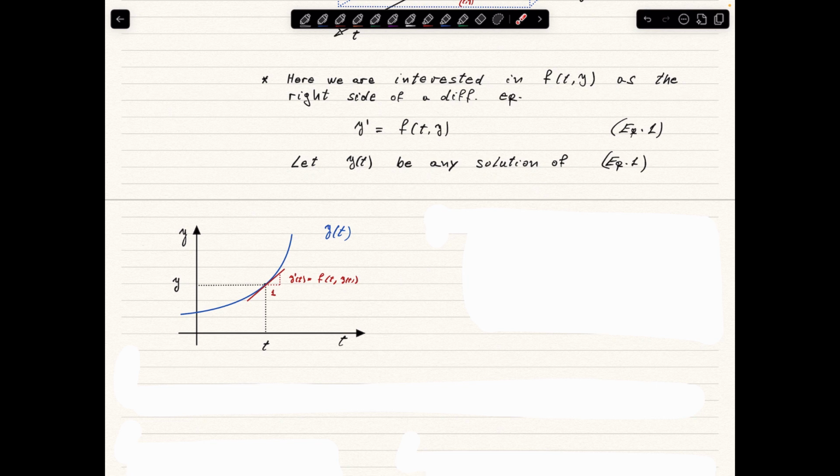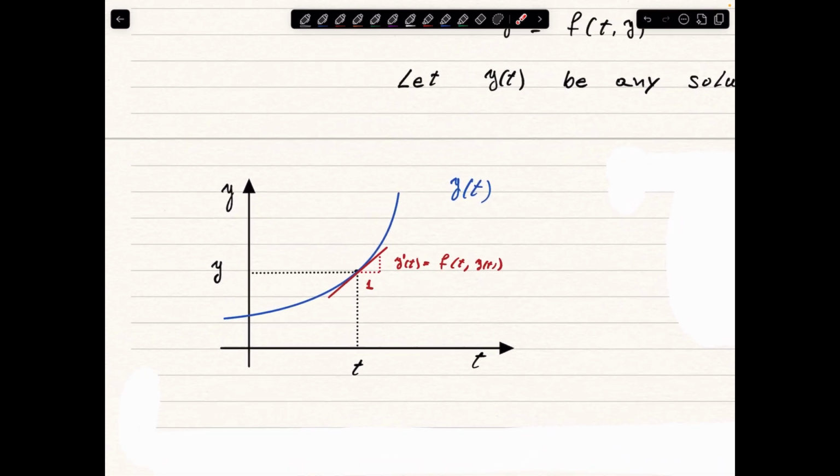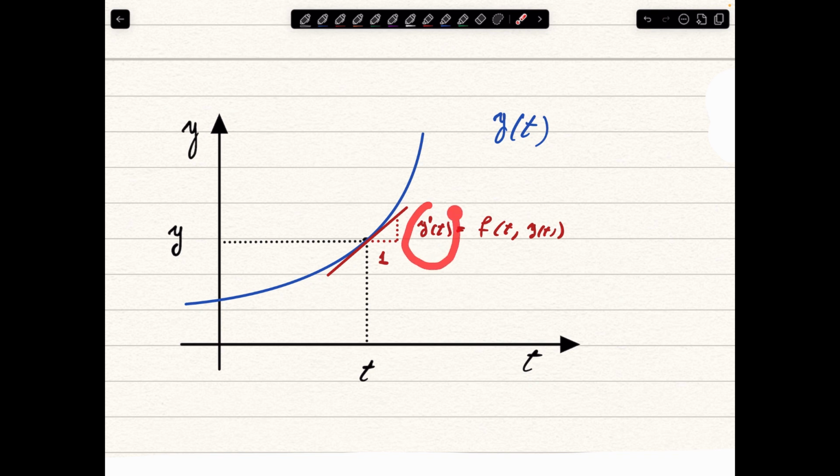So at that point, what is the value of the derivative? Let's zoom in a little bit. Well, the derivative of this function at that point is the slope of the line tangent to the graph of the function at that point. So the value of the derivative is this slope. What is the slope? Suppose that we have an interval of 1 in the t variable, so right here we have t plus 1. So we have an increment of 1 in the independent variable.